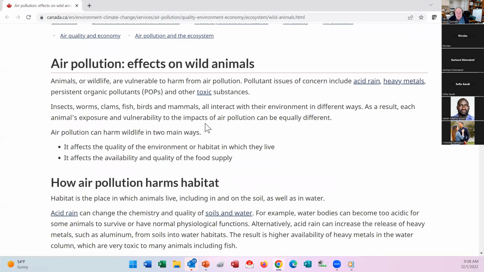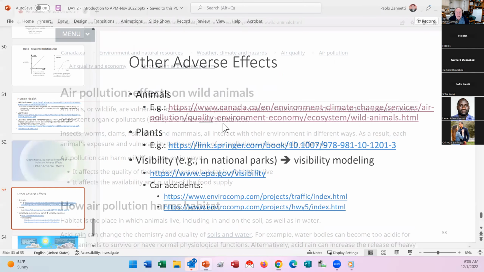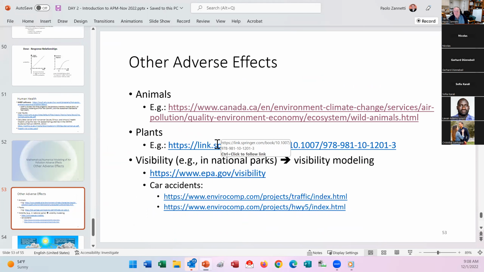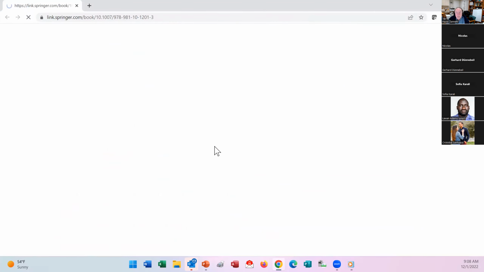If you want to know more, there is this nice web page from Canada, the Environmental Agency of the Canadian government. And there is more information about damage on animals. Plants, of course, there are a lot of studies of the effect of air pollution on plants.